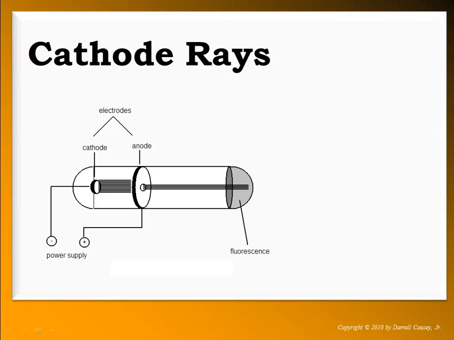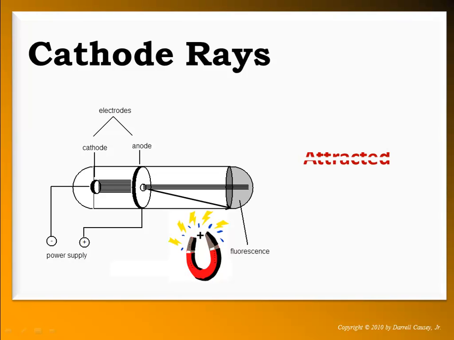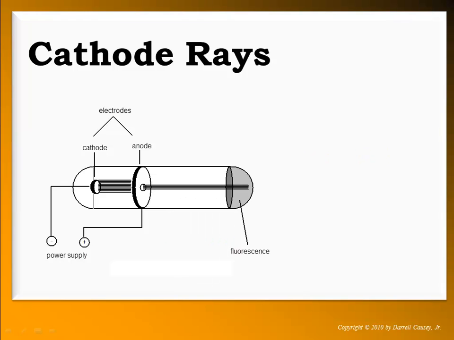And here's how J.J. Thomson did it. He took a positive magnetic source, and when he put a positive source near the electrodes, he would get rays that would be attracted to the positive. And then when he put a negative force on there, they would be repelled.